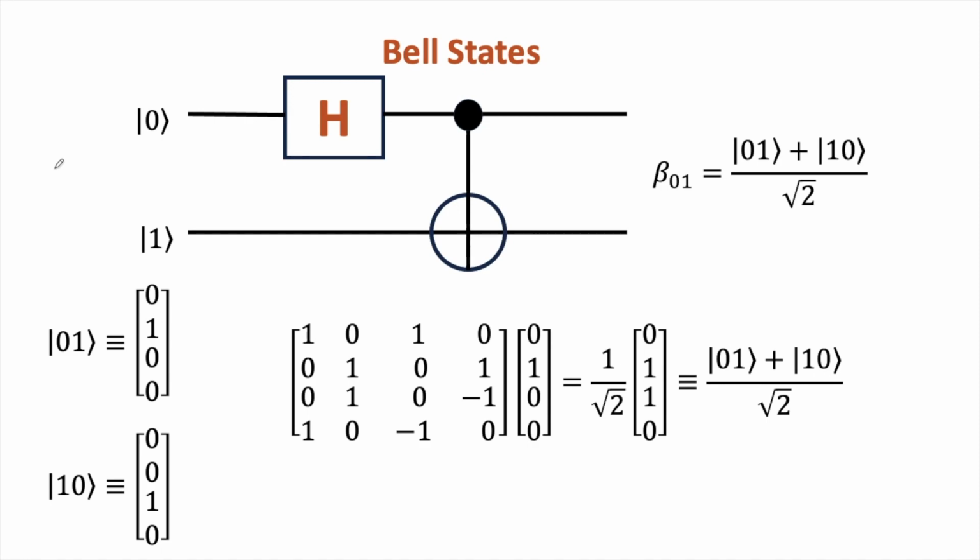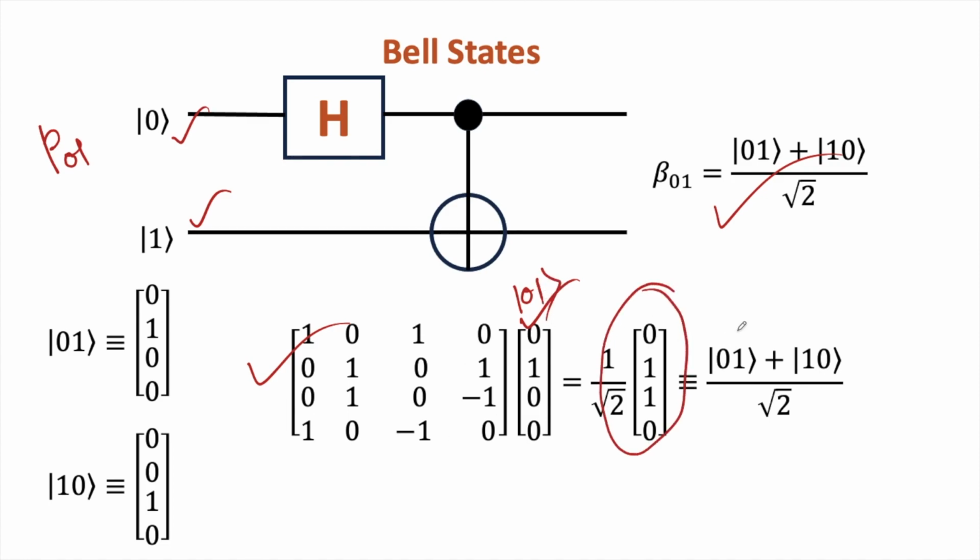Next Bell state, which is the second one, is beta 01, where 0 and 1 are the 2 qubits applied on the input of this circuit. So this is the output, and if this transformation function operates on this state, that is ket 01 state, then you will get this column matrix, which is equivalent to ket 01 plus ket 10 by root 2 state.